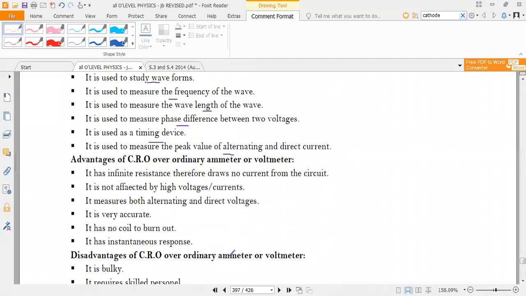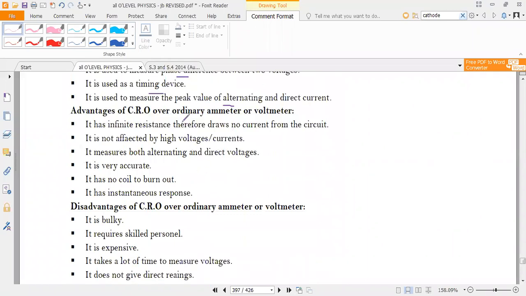More of the uses of a CRO over ordinary voltmeters are shown here. It has infinite resistance. It is not affected by high voltages, that means it cannot blow easily. Then it measures both alternating and direct voltages. Its accuracy is of course also more, and then it has no coil to burn out.